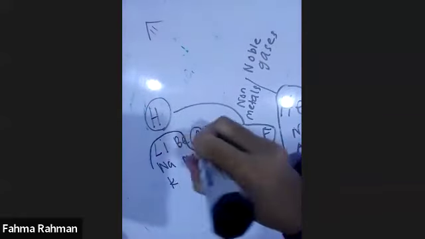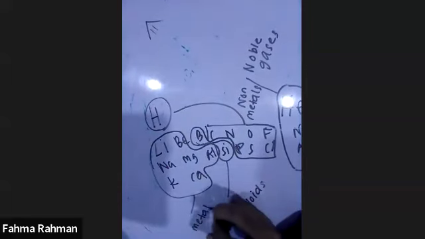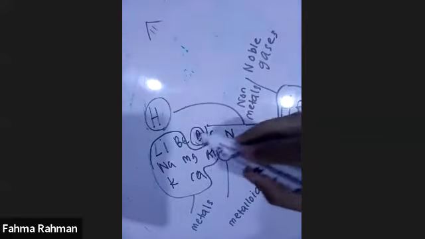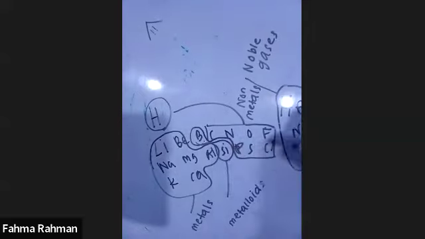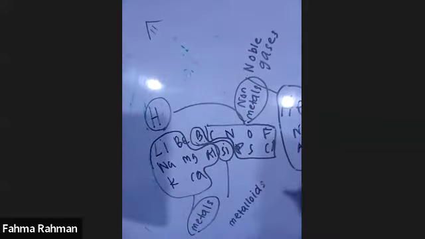Nonmetals. And then we have metals. First of all, if you take the periodic table, you have noble gases. And then boron and silicon are metalloids. And then you have nonmetals, and then you have metals in the periodic table. You have these categories in the periodic table.